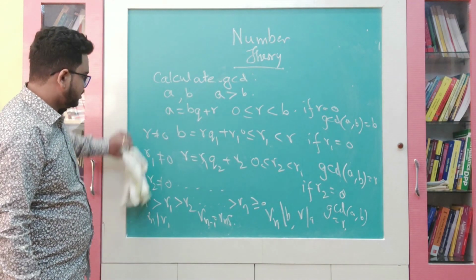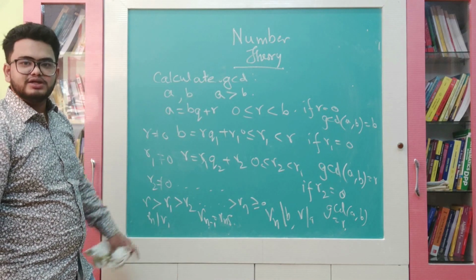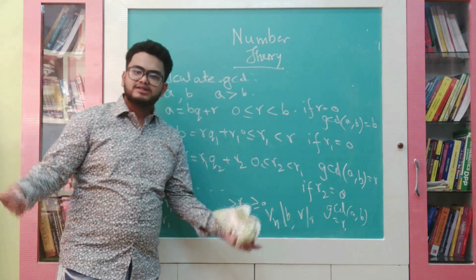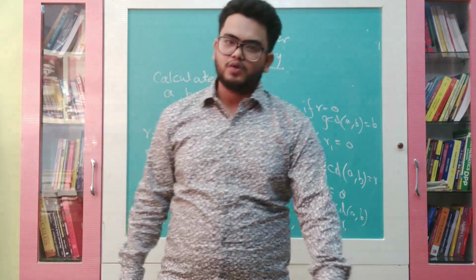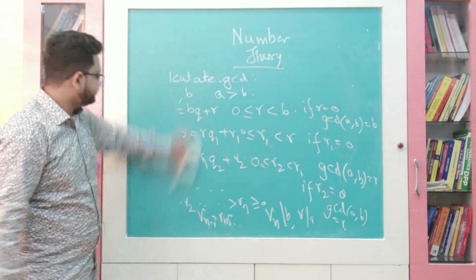I'm erasing it. The sequence is decreasing, so it hits 0 after some time, right? That is the reason. Okay, amazing.